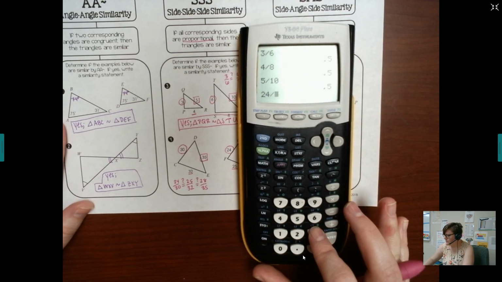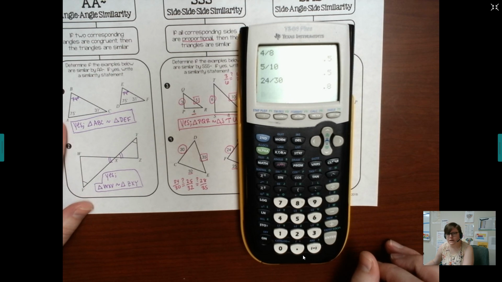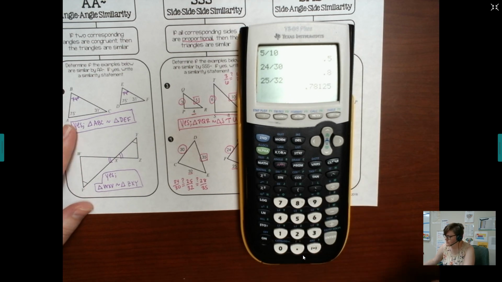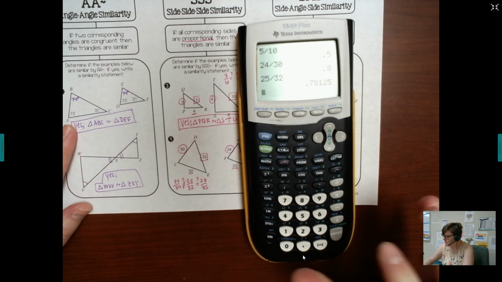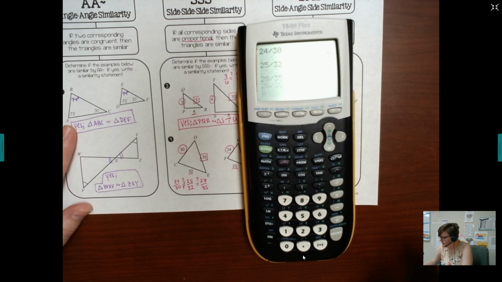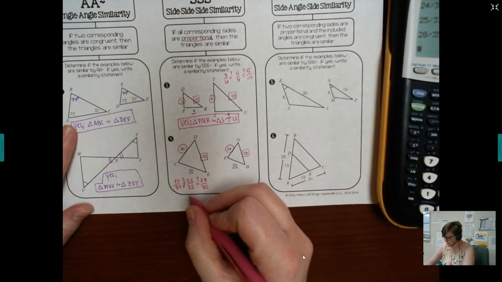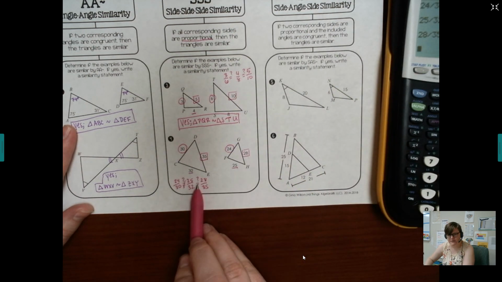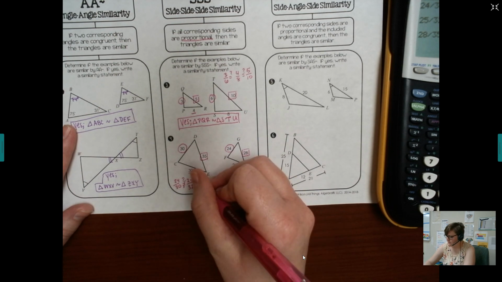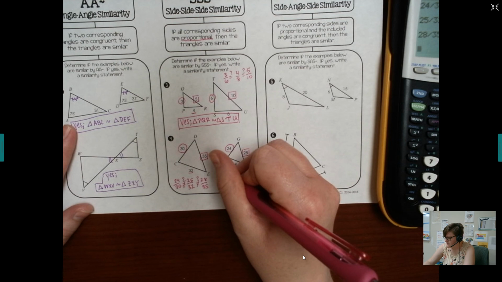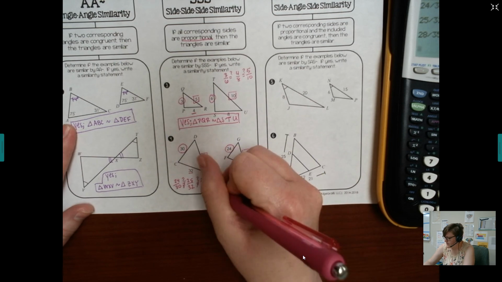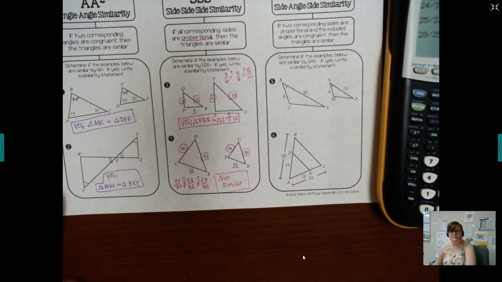So 24 over 30, I got 0.8. 25 over 32, not equal. And then just to be safe, 28 divided by 35, that one's 0.8. So this one is different, the 25 over 32, which means that they are not similar, right? All three fractions have to equal out to be similar.